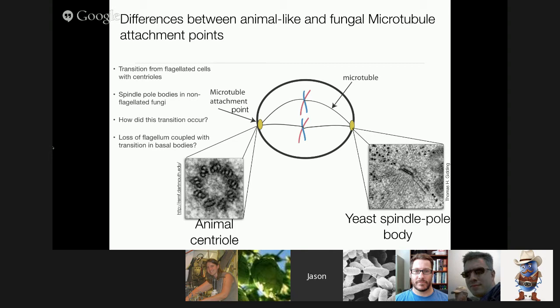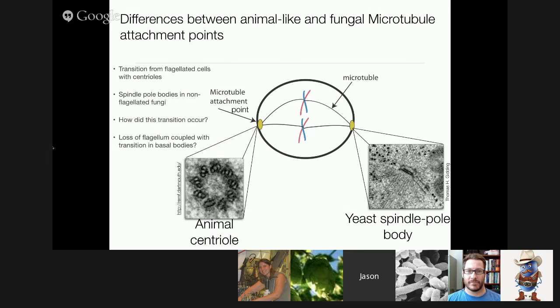You can look down here on the left-hand side, and you see this cross-section of an animal centriole, which is also related to the flagellum. Some of the similar proteins are involved in the flagellar apparatus and the basal body. Those are all related here. On the right-hand side, there are proteins that are implicated in that, and you can see what's called a spindle pole body.